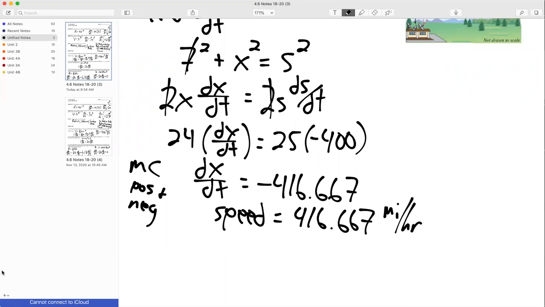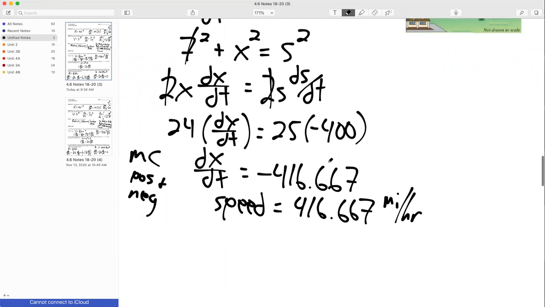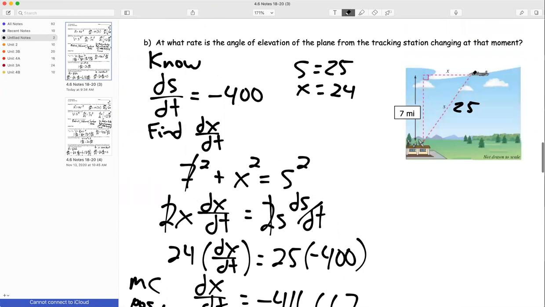The 7 squared cancels because if the plane is flying at a constant altitude, does that change? Since the 7 miles does not change, the rate of change of that is 0 whenever I differentiate. So in other words, the 7 is a constant. I can plug that in and it's going to go away because there is no rate of change since the plane is flying at a constant altitude. That makes sense?